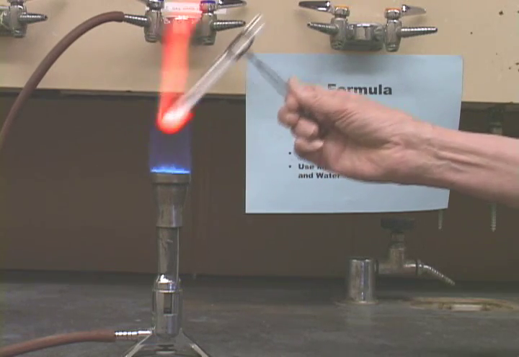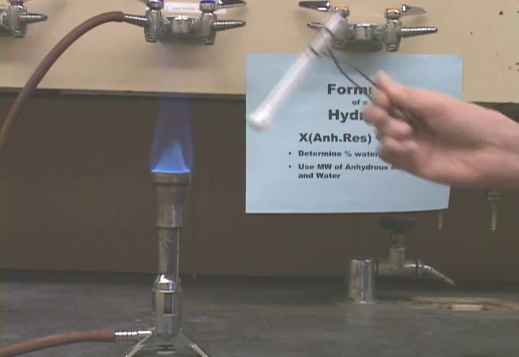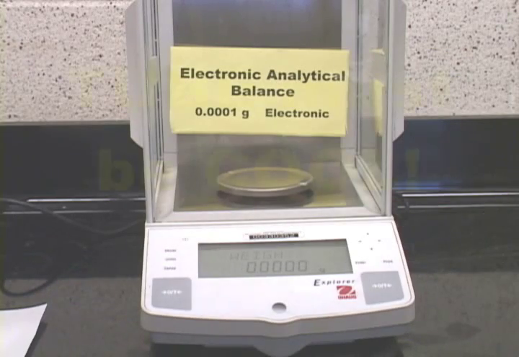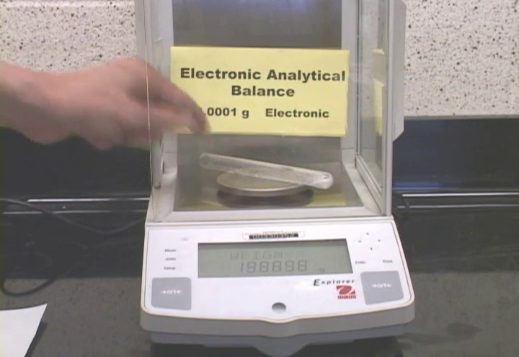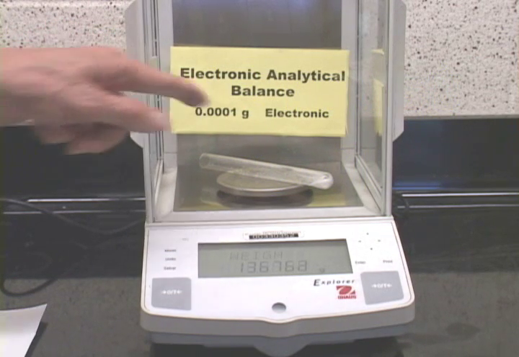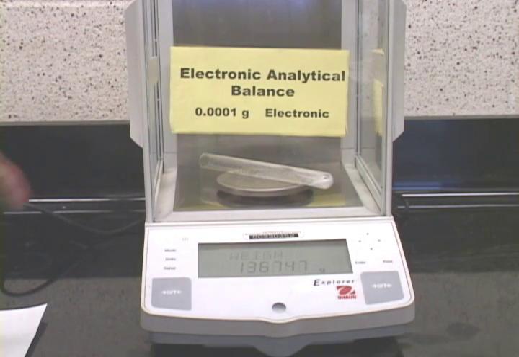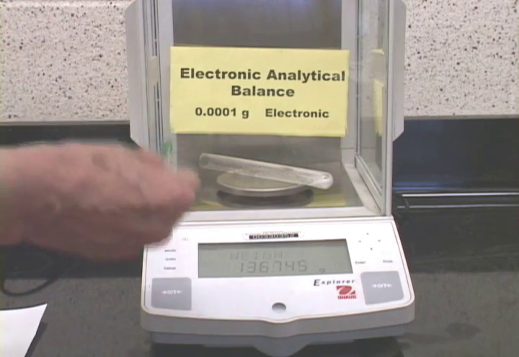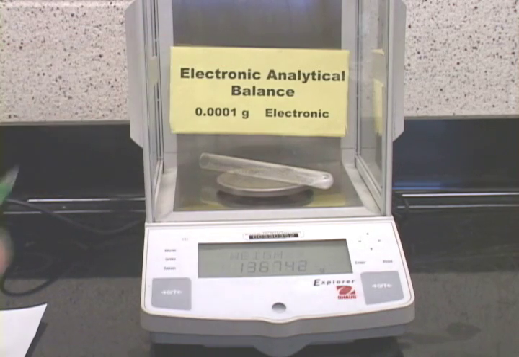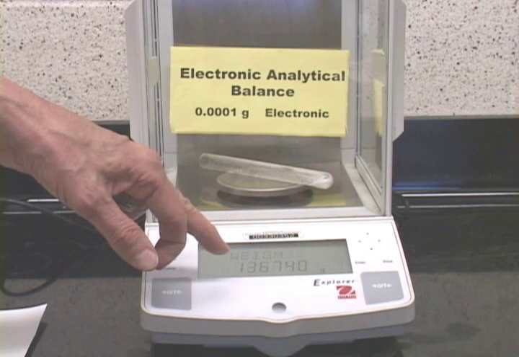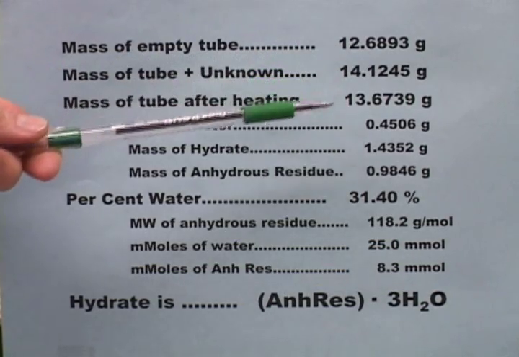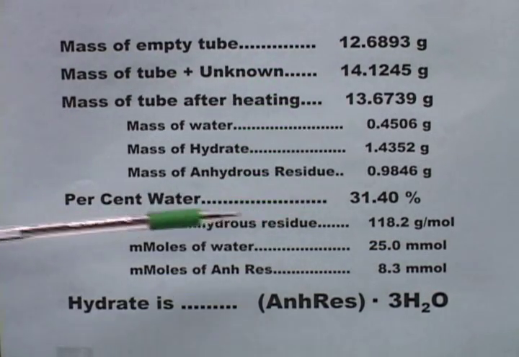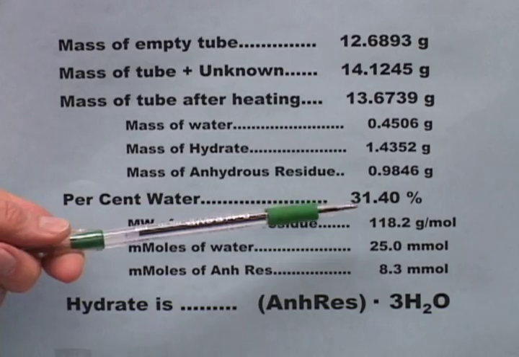So there you go. Finally, weigh the tube after heating, driving off all the water. Again, put it on the notches. Make sure that the tube is cool. It has to be at room temperature, otherwise you'll get convection currents in here, which will make the weight too light. And read 13.6739 grams.